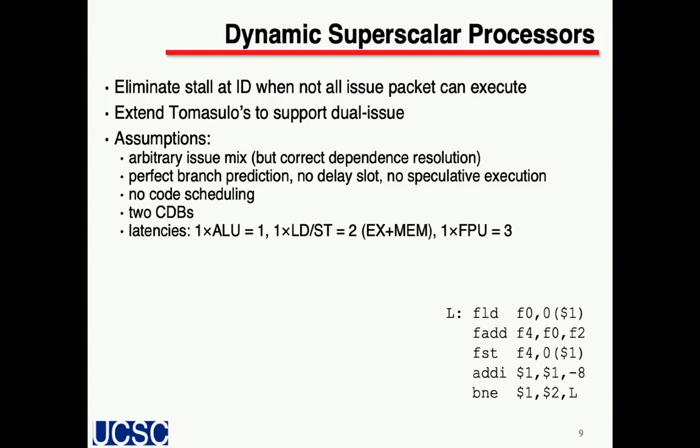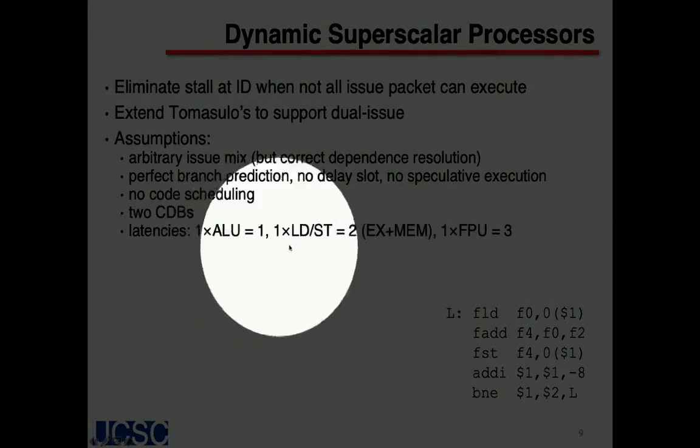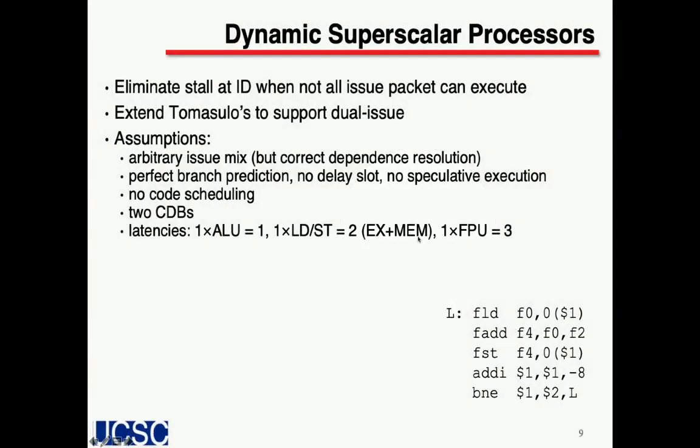And so here's an example where we're going to assume we can fetch and decode 2. We can rename 2 per cycle. We can even send 2 off to execution per cycle. And we can see this particular processor has a few execution units, right? We have an ALU, a load store unit, and a FPU. So we have 3 units in this processor. However, we have only 2 slots to issue in a given cycle, but we have 3 units. We can definitely get a lot of things going at a given time.